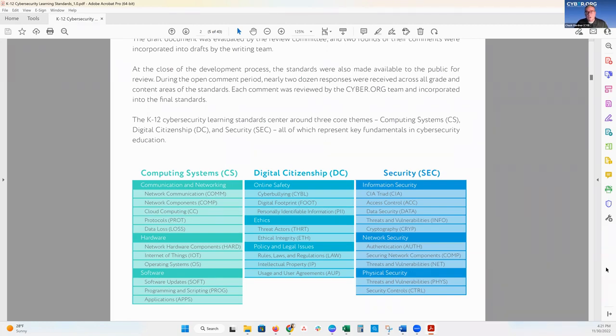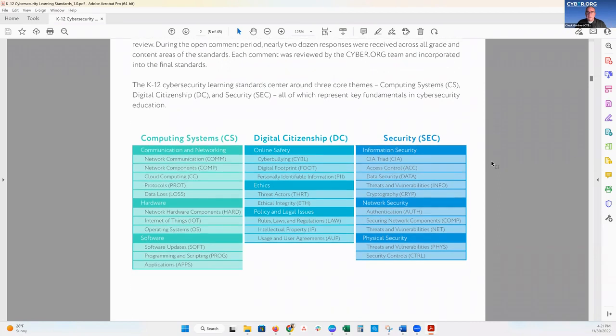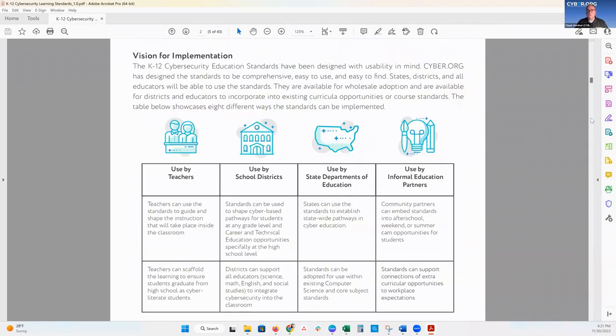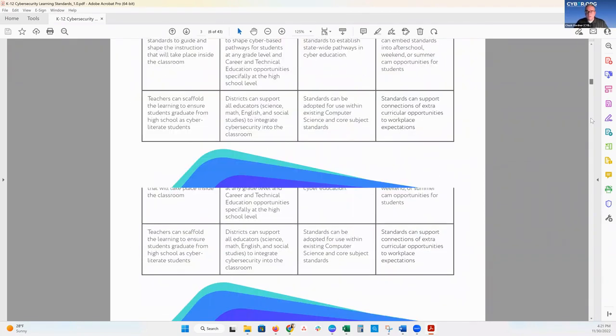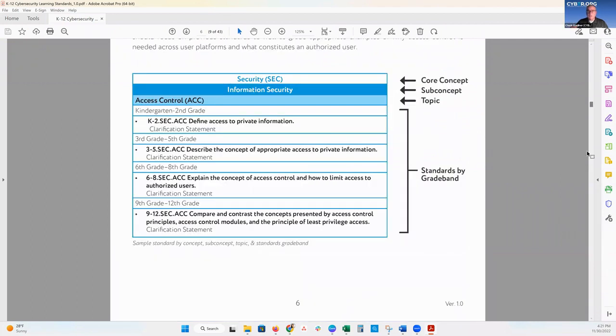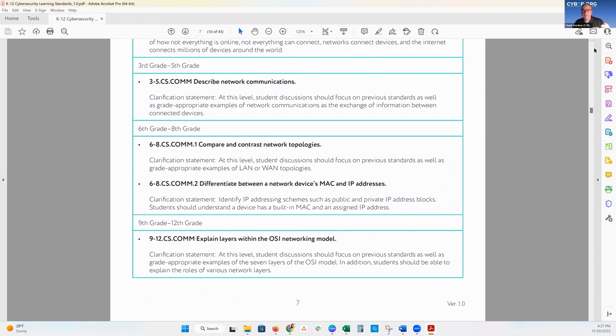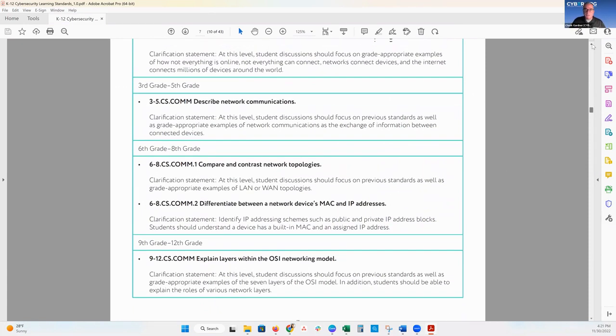And then computing systems, where we're talking about the devices and the technology that is providing access, including communication and networking, hardware and software. Scroll down and just land on a random page, just to kind of talk through what a standard looks like.